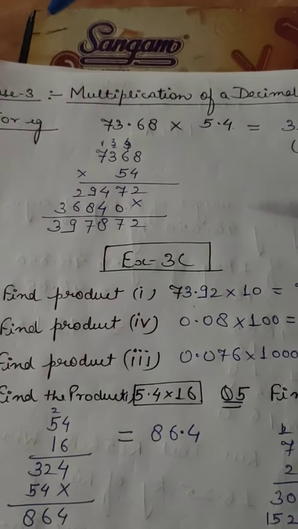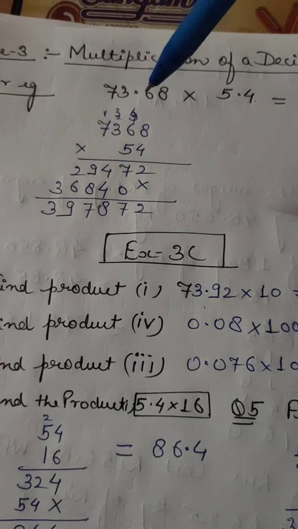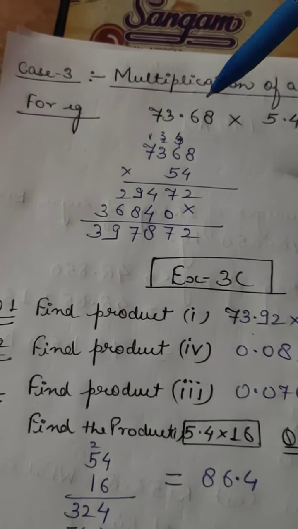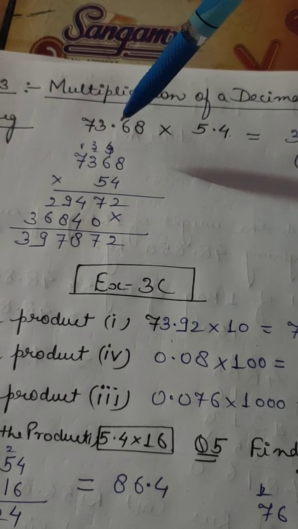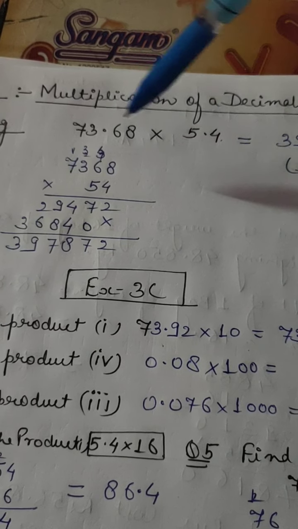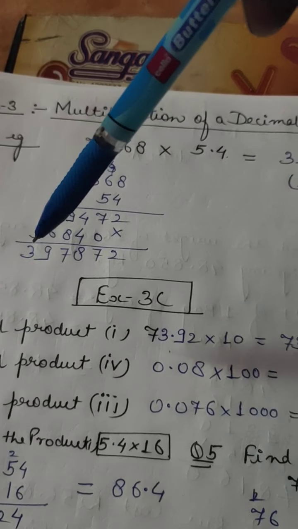Next, case third, multiplication of a decimal by a decimal number. Here I have multiplied a decimal number by a decimal number. Both these numbers are having decimals. Here the decimal point is present after two decimal places and here one decimal place. First remove these decimal points and just multiply these numbers. What do I get?